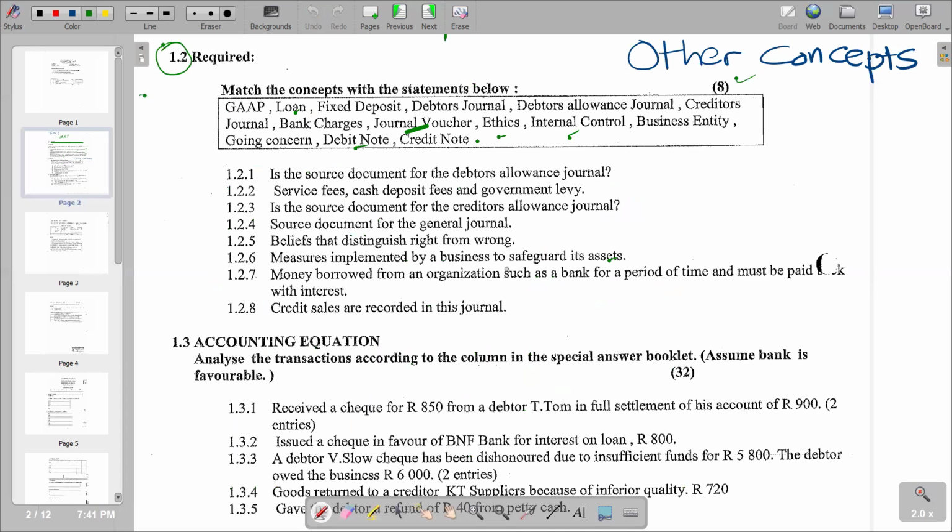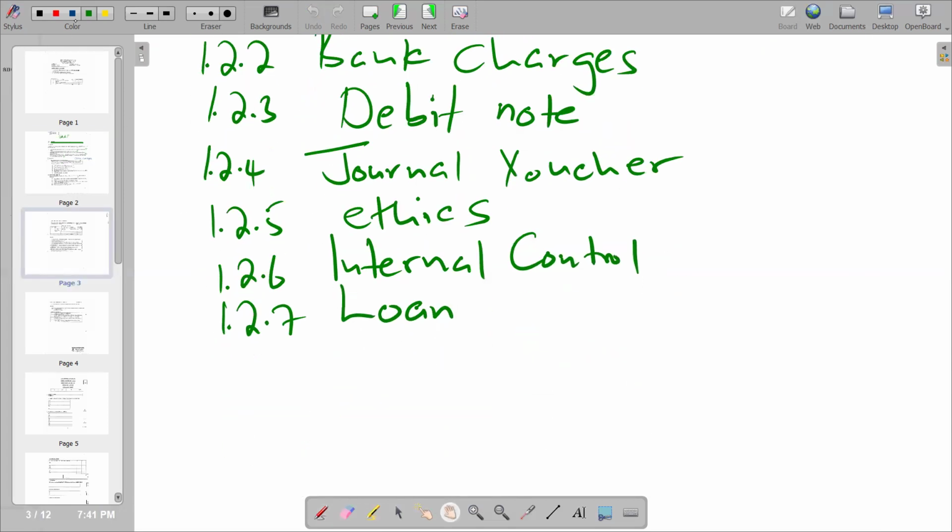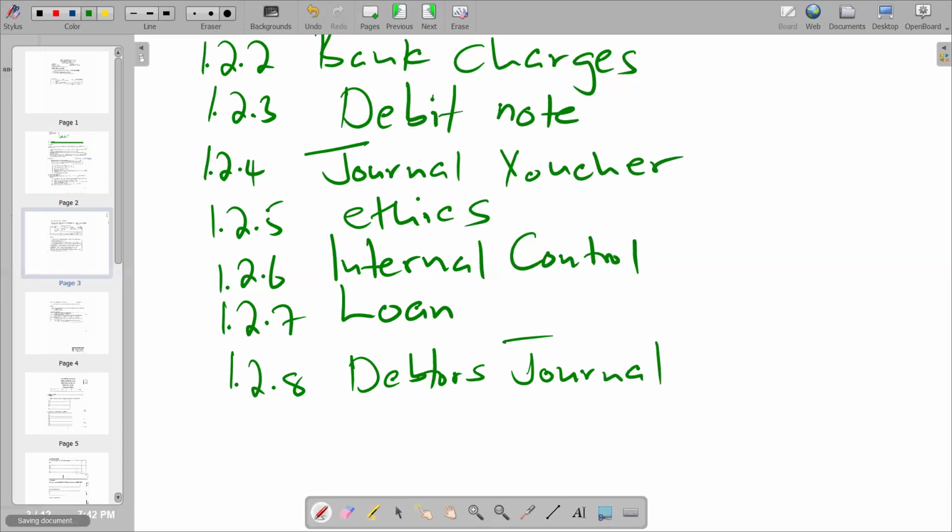The last one, 1.2.8. Credit sales are recorded in this journal. And we know that the journal used to record credit sales is the debtors journal, and we have the debtors journal here. So this becomes the last part of our question.